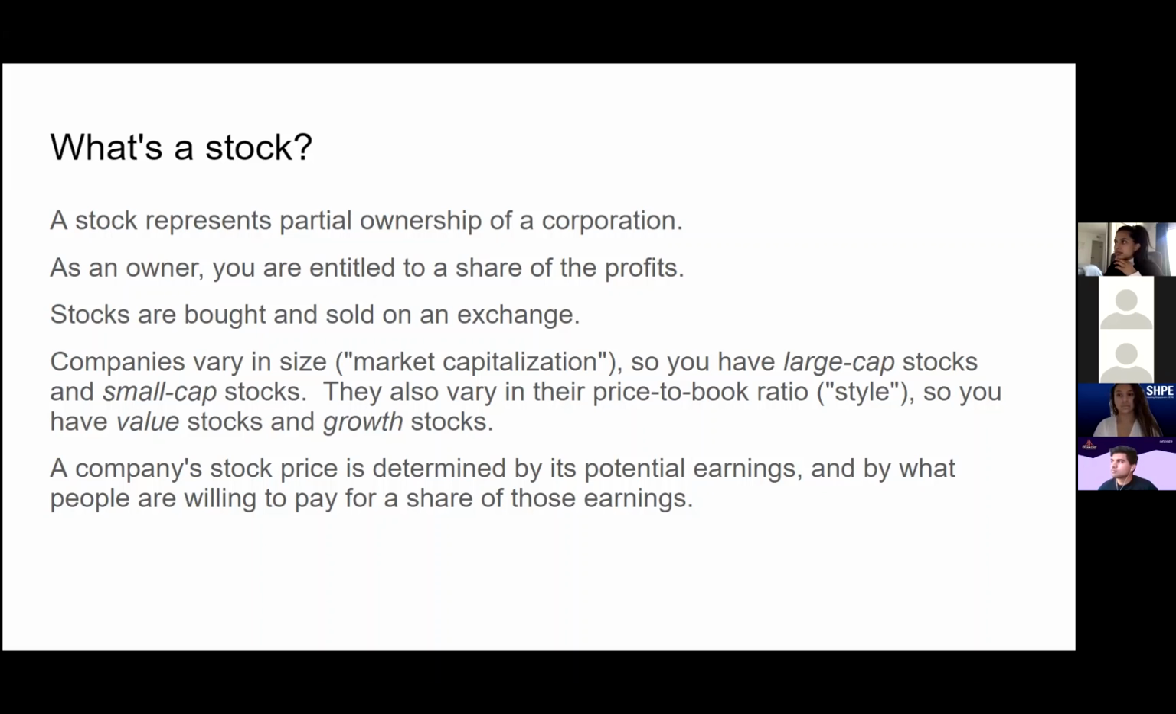So you have large cap stocks and small cap stocks, and you have the price to book ratio, which is kind of a measure of the value of the company relative to the stock price. So there are value companies where the stocks are priced cheaply, and you have growth stocks where the stocks are kind of expensive. Google is a large cap growth stock. Value stocks are kind of like your utilities.